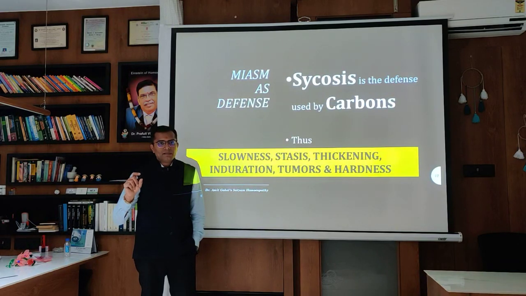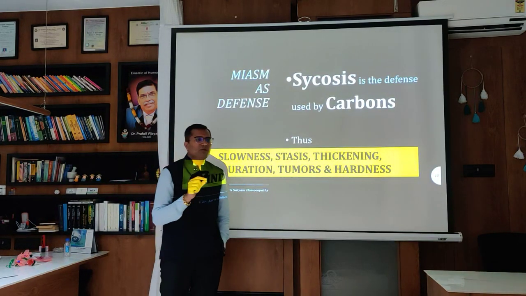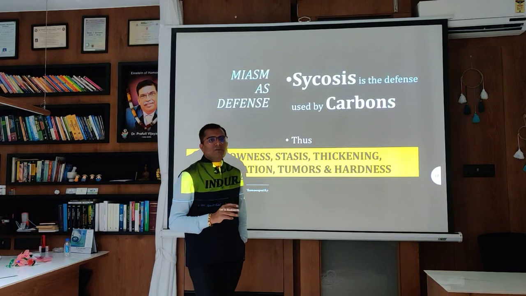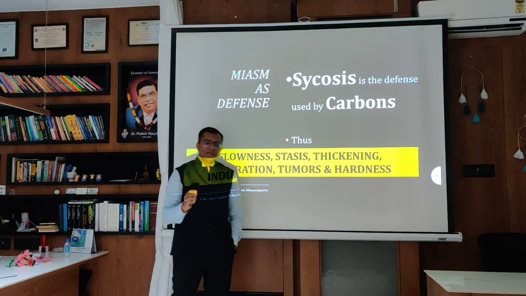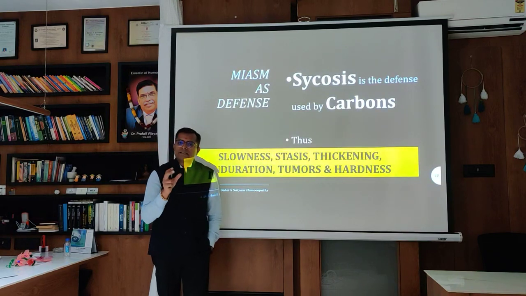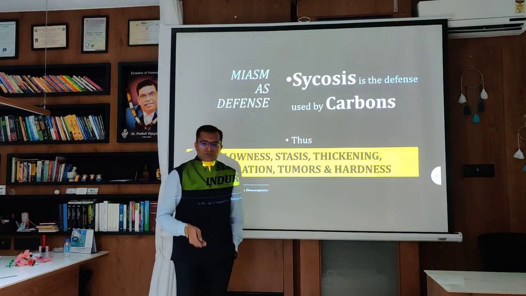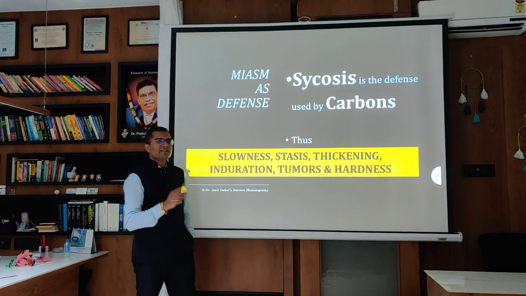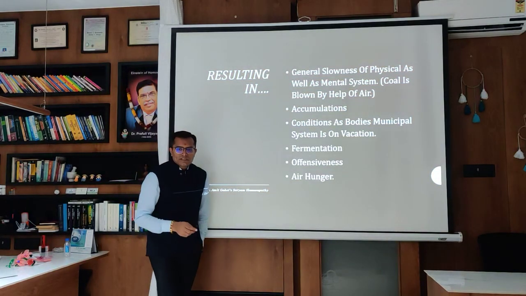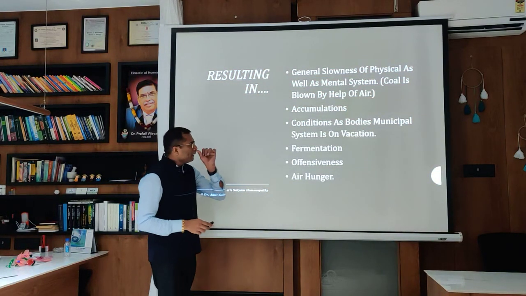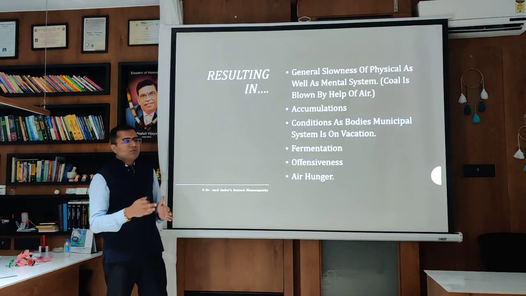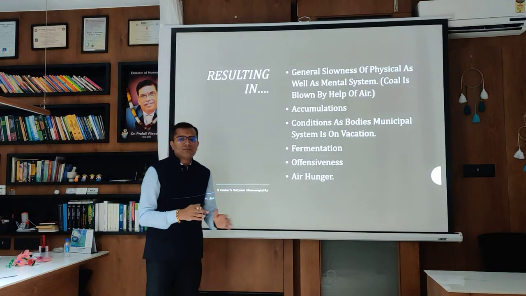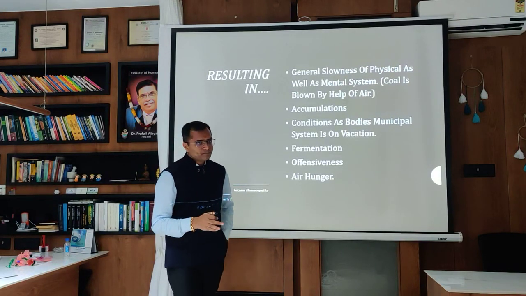Are you getting me? So thickening and induration happen because of excess of fibrin. Tumor, hardness, excess of fibrin. Stasis because of laxness of the elastin. So this is slowness because of laxness of the elastin. So this component results in a general slowness at the physical as well as mental level.